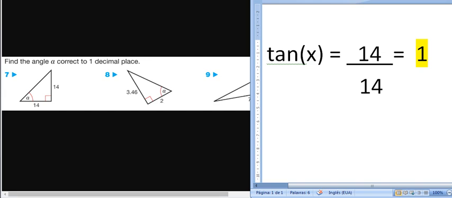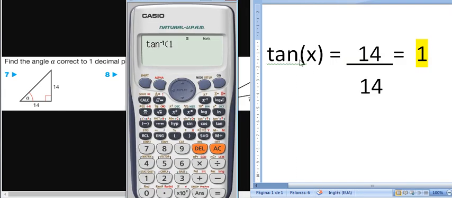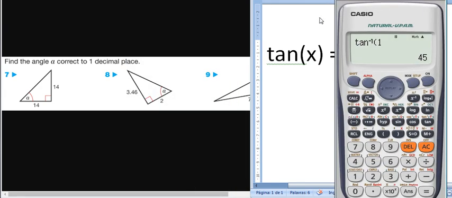But if you want to check, you can take your calculator. You just have to put it here: the inverse function of tangent of 1. Look at the question that you are doing. The tangent of an angle is equal to 1. So which angle has the tangent equal to 1? When you have this question, you really have to answer it using the inverse function. So the inverse function of tangent, in which the result is 1, is going to give you 45 degrees, just to check.